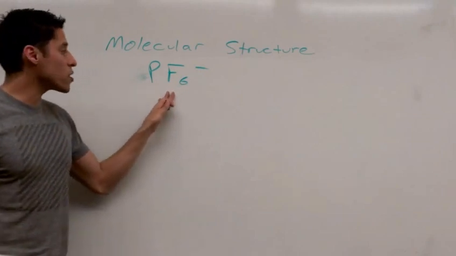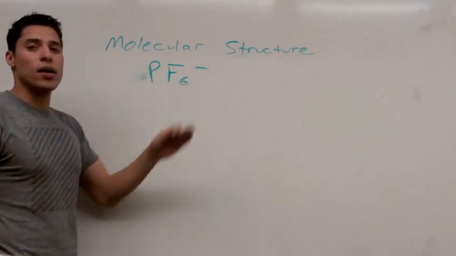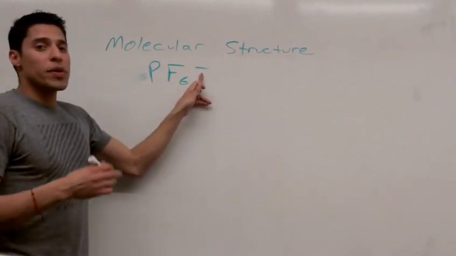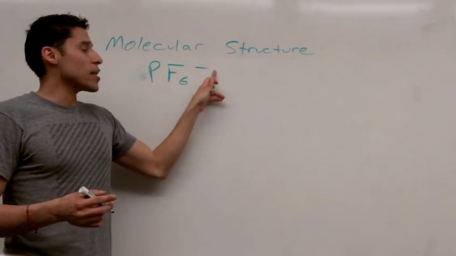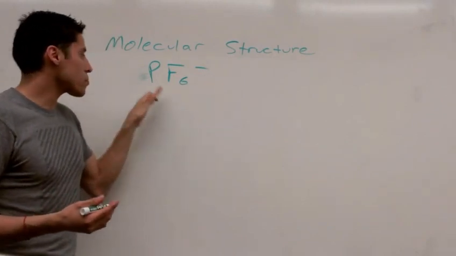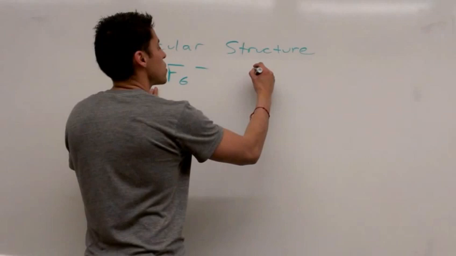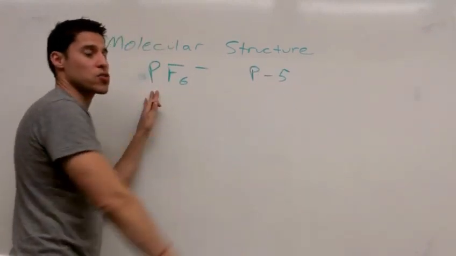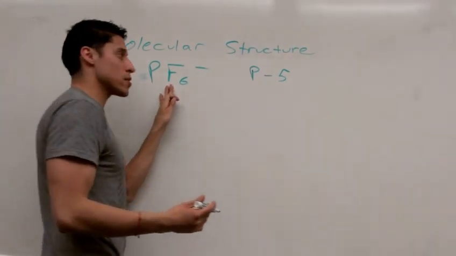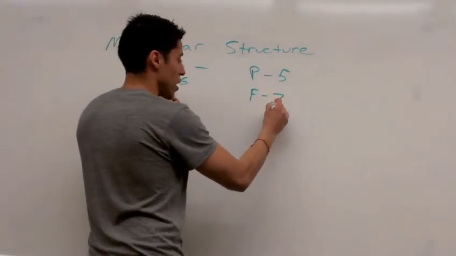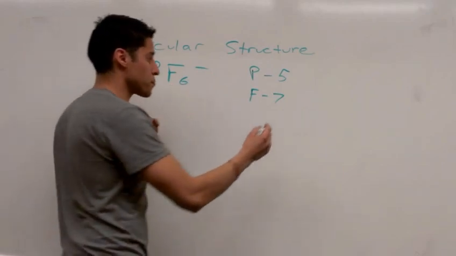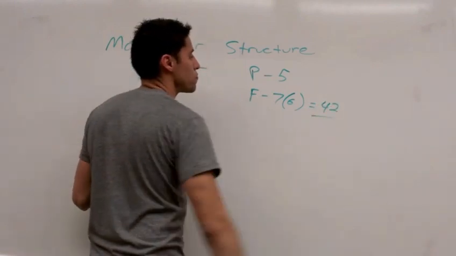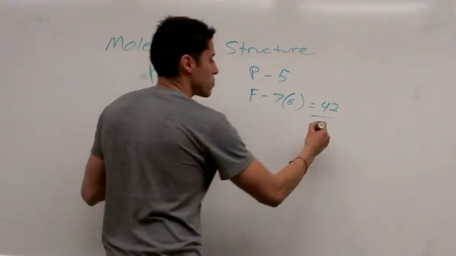Alright, so here we have phosphorus hexafluoride anion. Here we have a molecule with a charge. We're going to be doing the same thing. The only difference is we're going to add an electron to the total number of valence electrons. So we're first going to determine the number of electrons. Phosphorus is in the 5A group, so it's going to have 5 valence electrons. Fluorine is in the 7A group, so it's going to have 7 valence electrons, but there's 6 of them. So we're going to multiply by 6, giving us a total of 42. We're going to add these up.